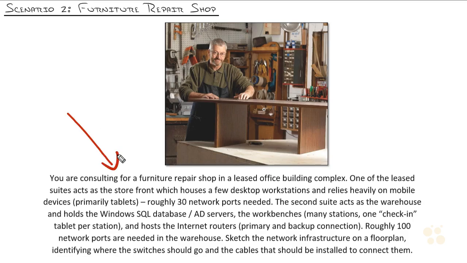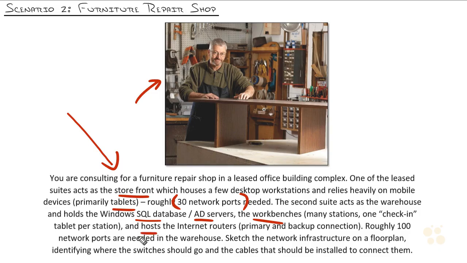You are consulting for a furniture repair shop in a leased office building complex. One of the leased suites acts as the storefront, which houses a few desktop workstations and relies heavily on mobile devices like tablets for salespeople walking around. Roughly 30 network ports are needed. The second suite acts as the warehouse and holds the Windows SQL database that stores all of the information of the furniture repair shop, Active Directory servers, and the workbenches where you have mini workstations, one check-in tablet per station where people doing work can check in.